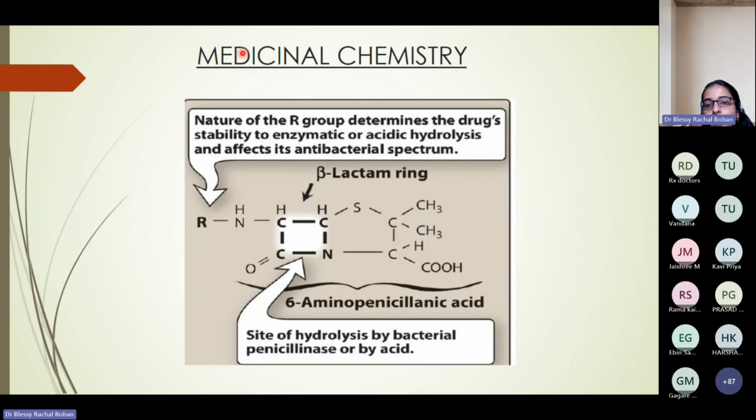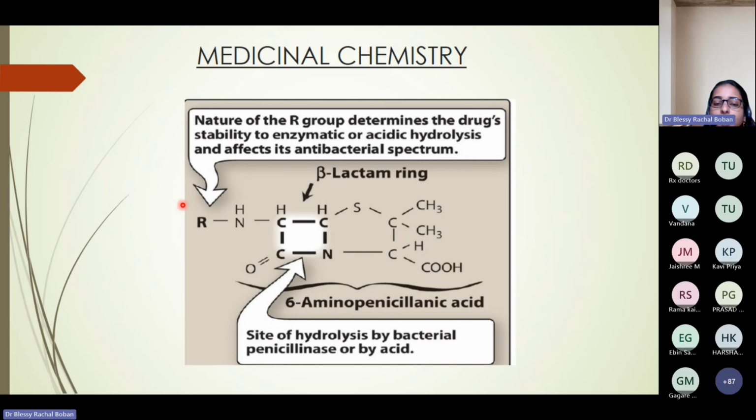And the thing most of the candidates panic about in recent days is medicinal chemistry. So for medicinal chemistry also, I told you some things. See, this is the penicillin general structure. You can see the four-membered beta-lactam ring. It is attached to a thiazolidine ring, and see the R group, an alkyl or whatever group it is.